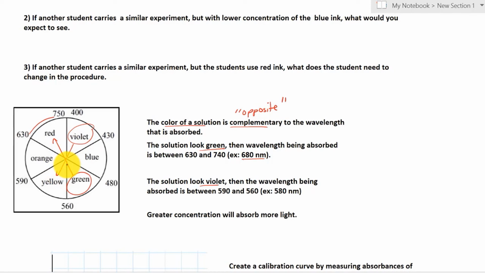So the wavelength that's being absorbed is between 560 to 590 in this case. An example would be 580. And one last thing we need to remember is that greater concentration will absorb more of the light. What is greater concentration? We are talking about more particles in the solution, because those particles or those ions will be absorbing the light in the solution.